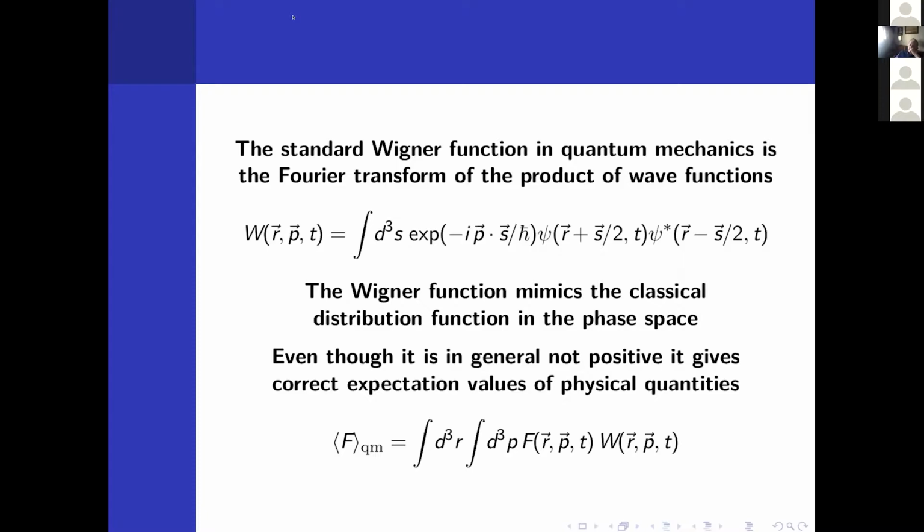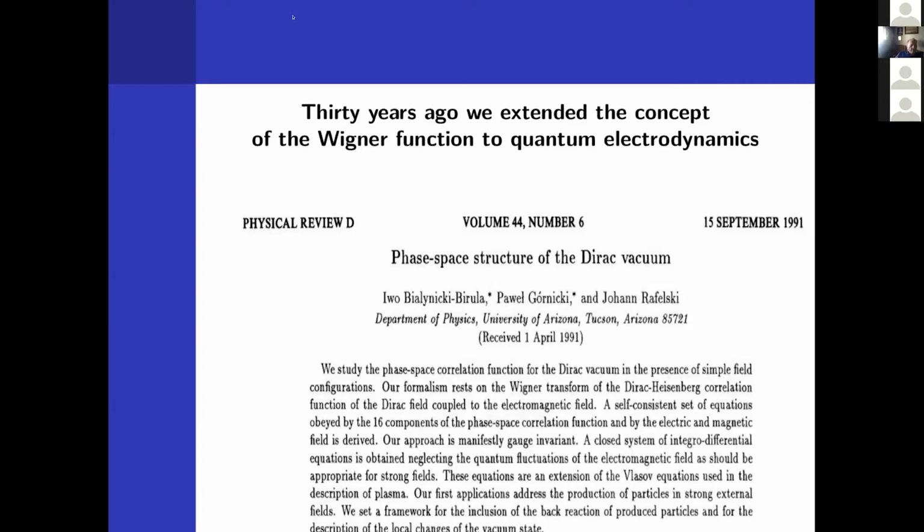Next slide, please. And now we go 30 years back, and this is our paper with Johann Rafelski that we published then, and this was about the Dirac vacuum described in the phase space. So this is the analog of the Wigner function in the quantum electrodynamic setting.